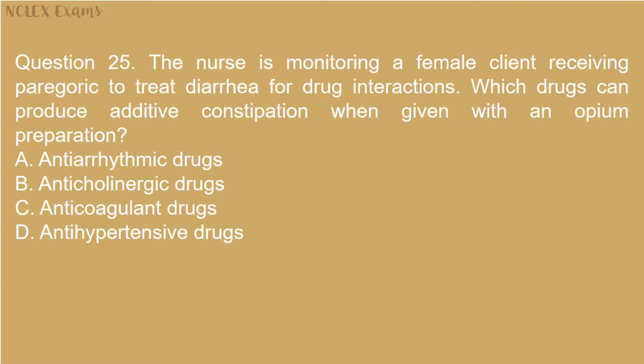Question 25. The nurse is monitoring a female client receiving paregoric to treat diarrhea for drug interactions. Which drugs can produce additive constipation when given with an opium preparation? A. Antiarrhythmic drugs. B. Anticholinergic drugs. C. Anticoagulant drugs. D. Antihypertensive drugs.